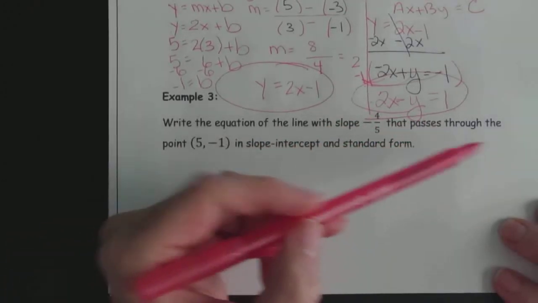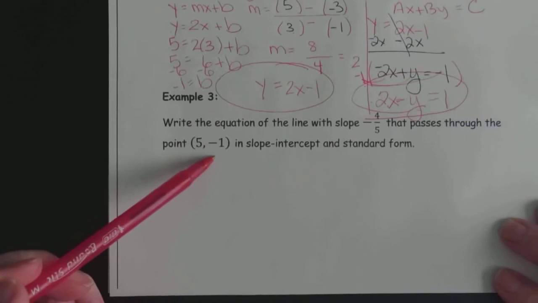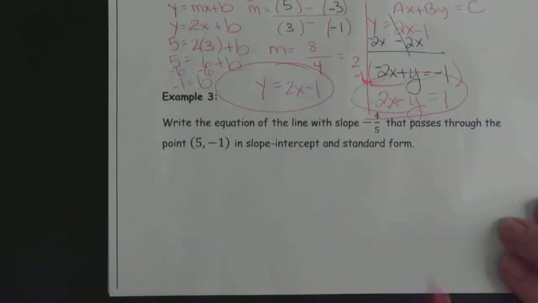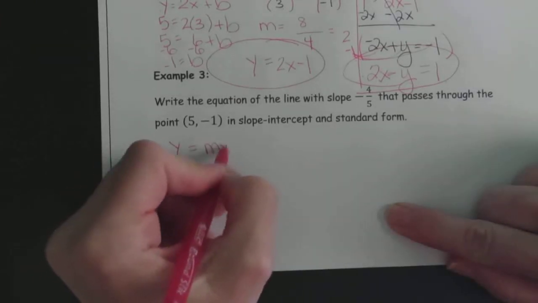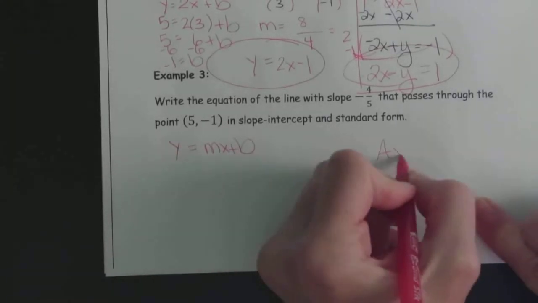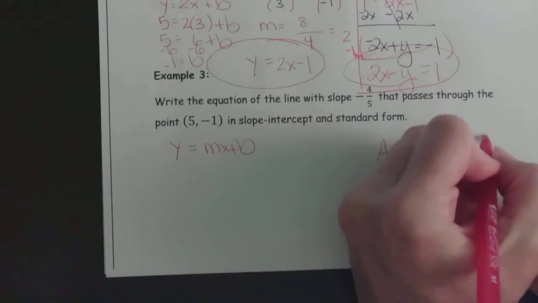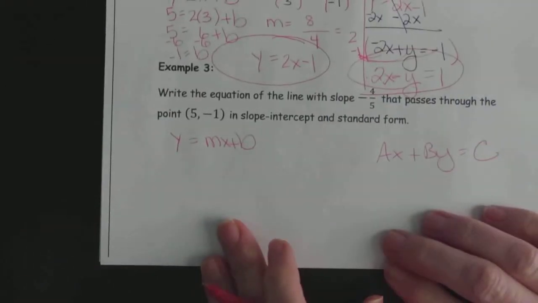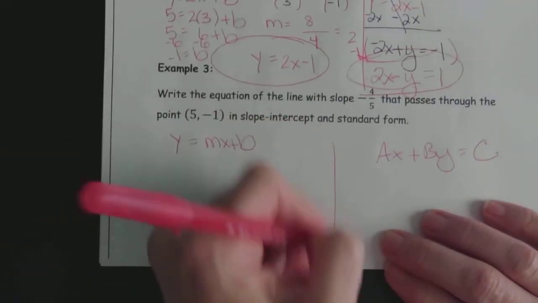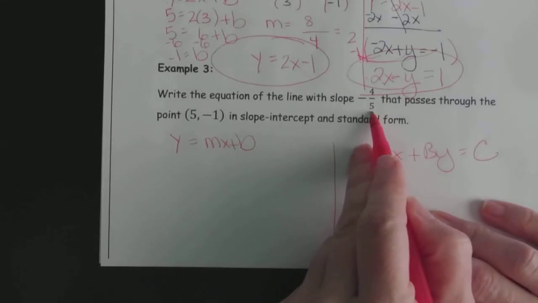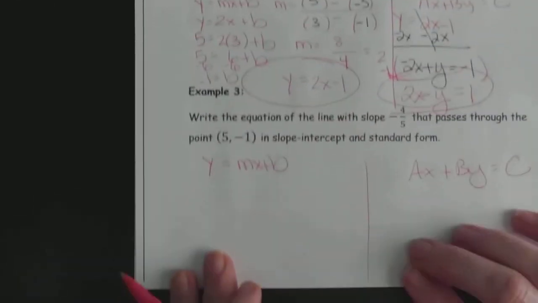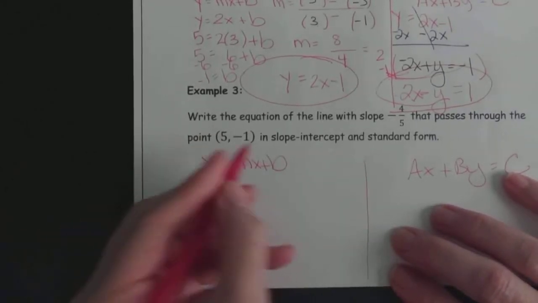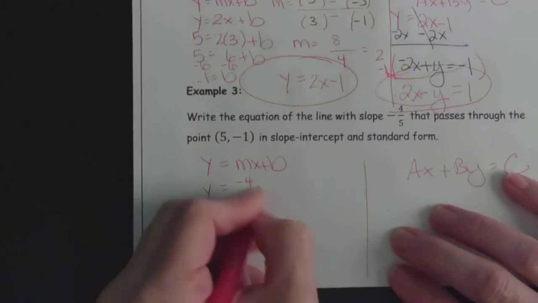And the last one, example 3, last one on the sheet. This is actually easier. This one's actually easier than example 2. So we'll finish strong here. It says, write the equation of the line with slope -4/5 that passes through the point 5, -1 in both slope-intercept and standard form. So they still want the two forms, y equals mx plus b and ax plus by equals c. And off we go.